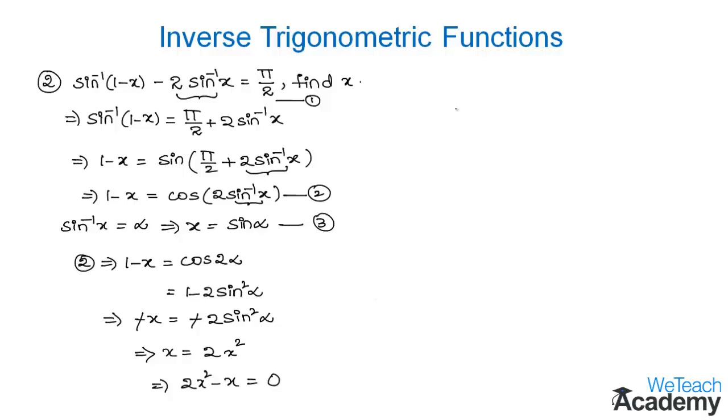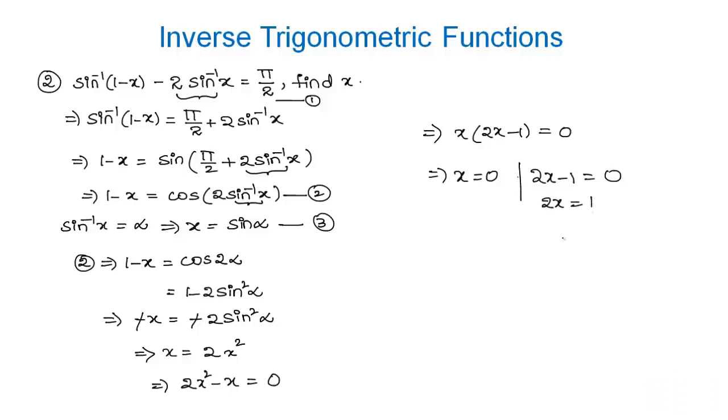And then taking x as the common factor, we get x into 2x minus 1, which is equal to 0. Then we get two solutions over here, which is x equal to 0 and 2x minus 1 is also equal to 0. So by transferring 1 to the right hand side, we get 2x equal to 1, and then transferring 2, we get x equal to 1 by 2. So therefore, x equal to 1 by 2 does not satisfy equation 1. So here we can say that the value of x is 0. So this is how we solve examples by using the formulas of inverse trigonometric functions.